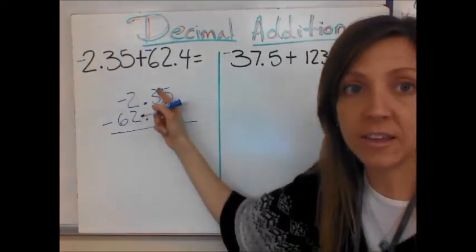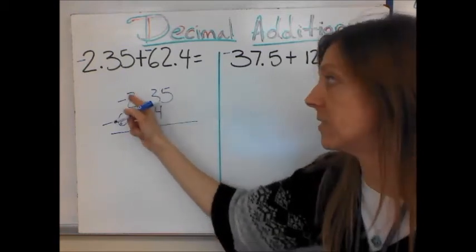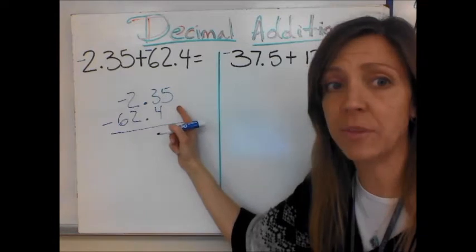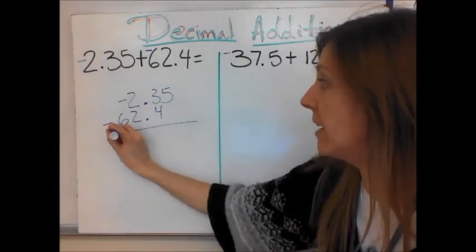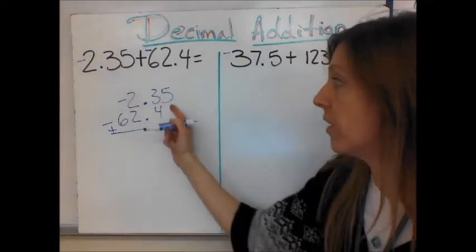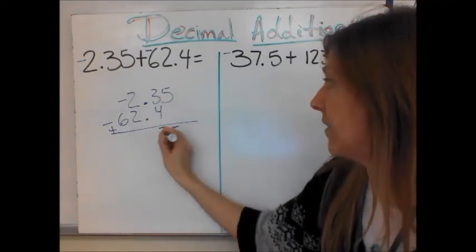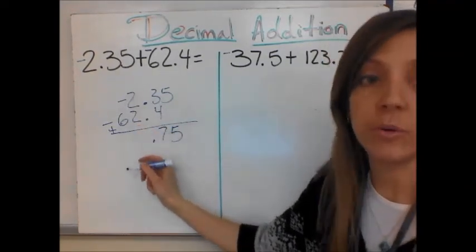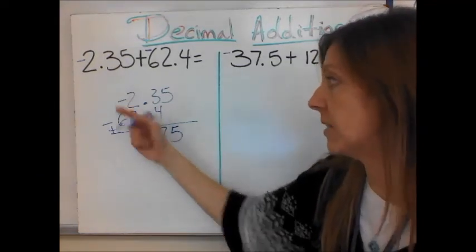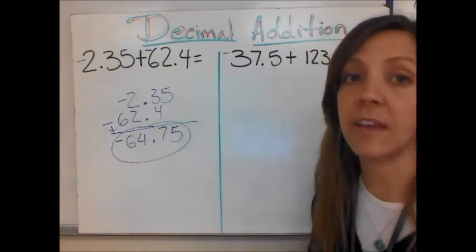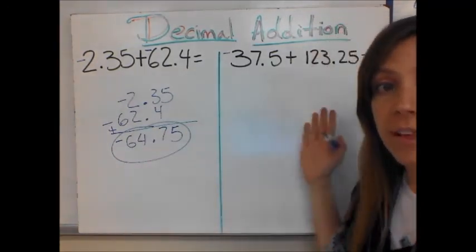Notice that the tenths place is lined up and the ones place is lined up, and my decimals are lined up. And I'm just simply going to add the two negatives that I have here. 5 plus nothing is 5. 4 plus 3 is 7. 2 plus 2 is 4. And 6 plus nothing is 6. And I get a negative 64 and 75 hundredths. Let's take a look at the next one.